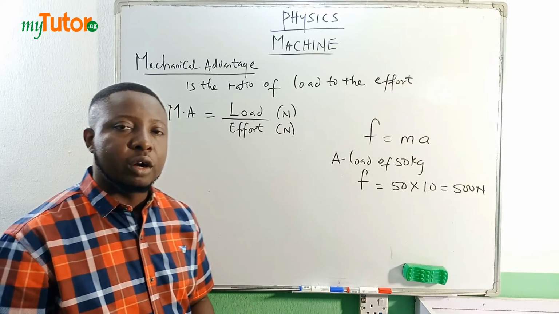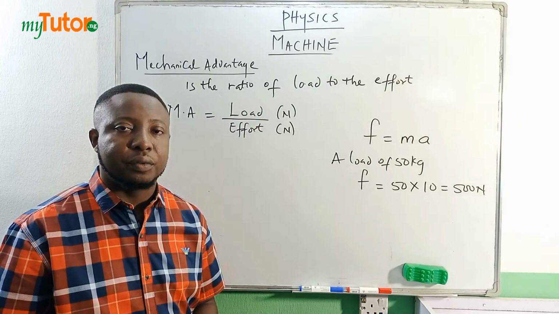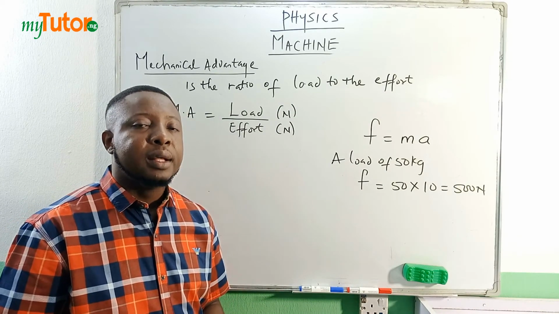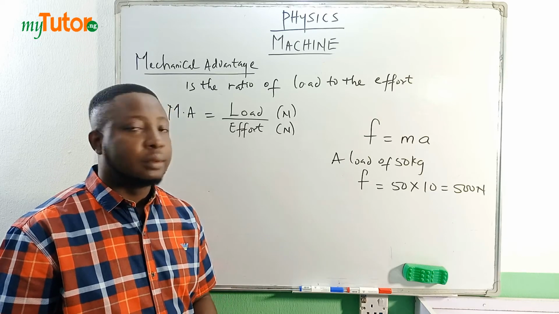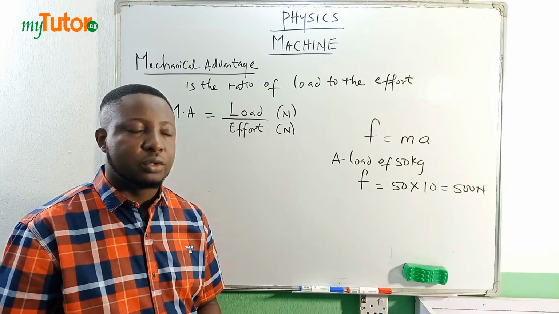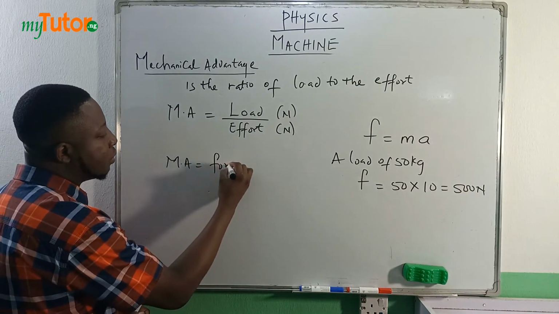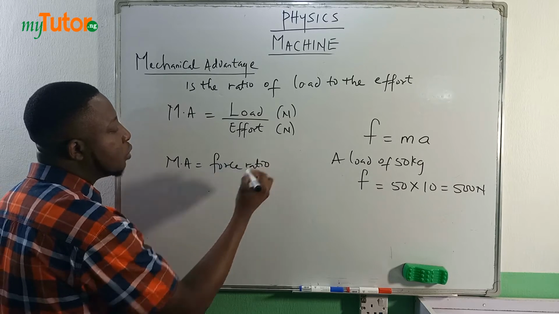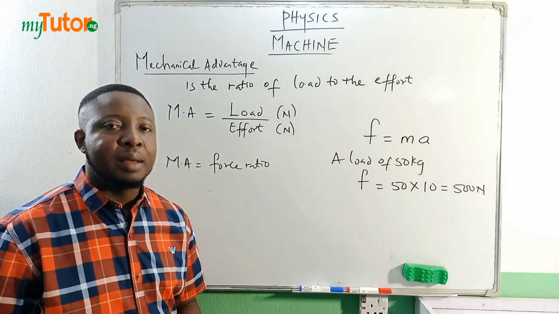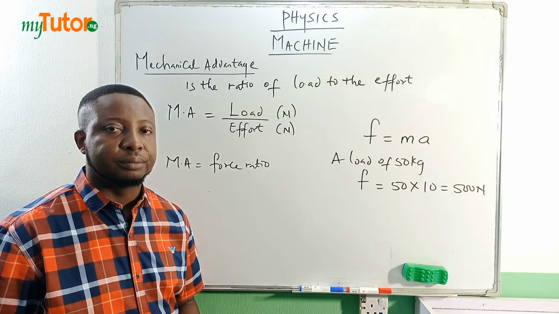So what it implies is that the load is 500 Newton. So the unit of our load must be in Newton. Also, the unit of our effort must also be in Newton. Remember, I said earlier that our mechanical advantage is also called a force ratio. So if we're asked to calculate the force ratio of a machine, it means that we're asked to calculate the mechanical advantage of the machine.